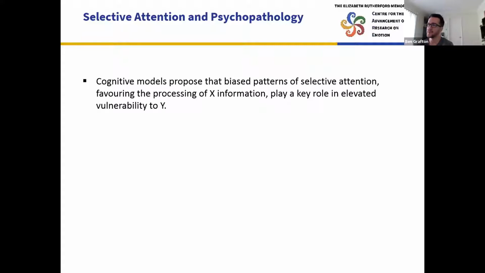If you're someone who's interested in obesity, it would be processing of food-related information plays a role in vulnerability to obesity. Chronic pain, attentional bias to chronic pain-related information plays a role in vulnerability to persistent pain.